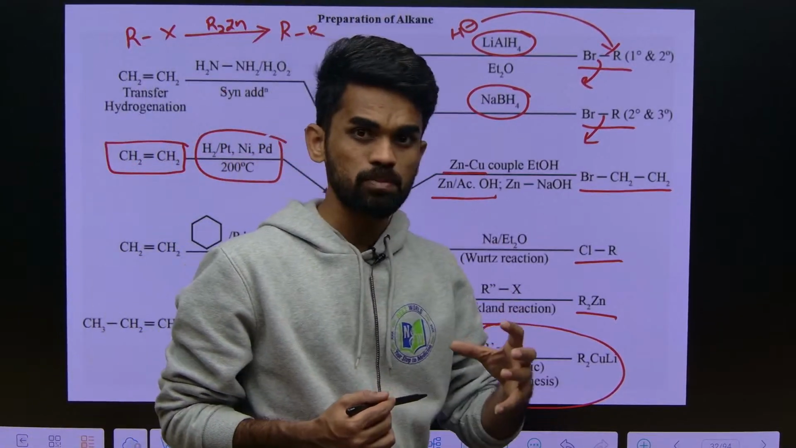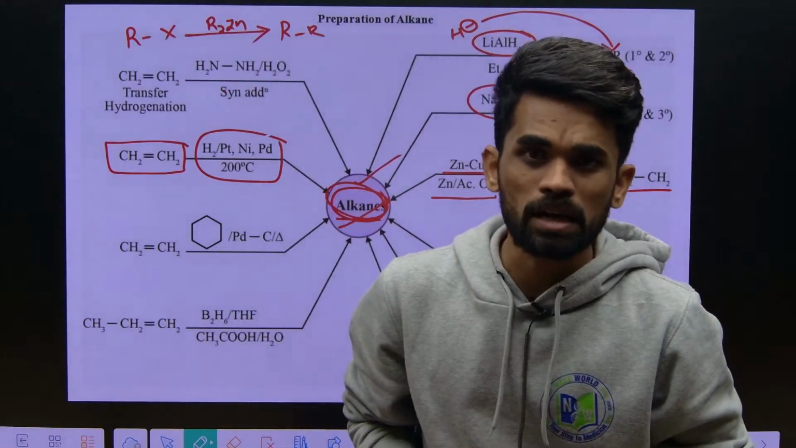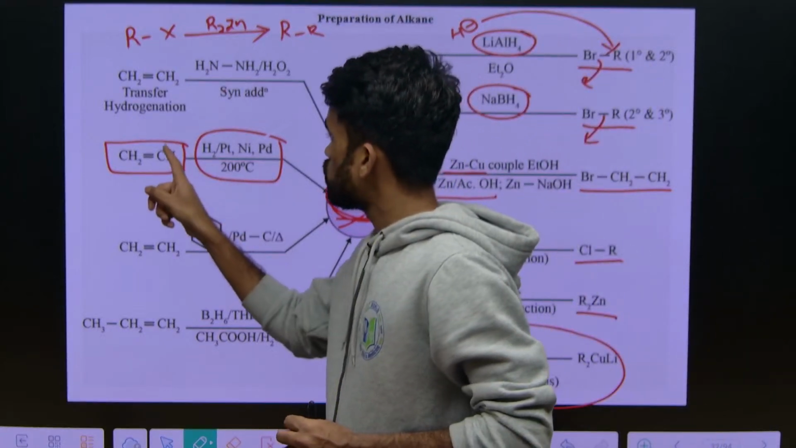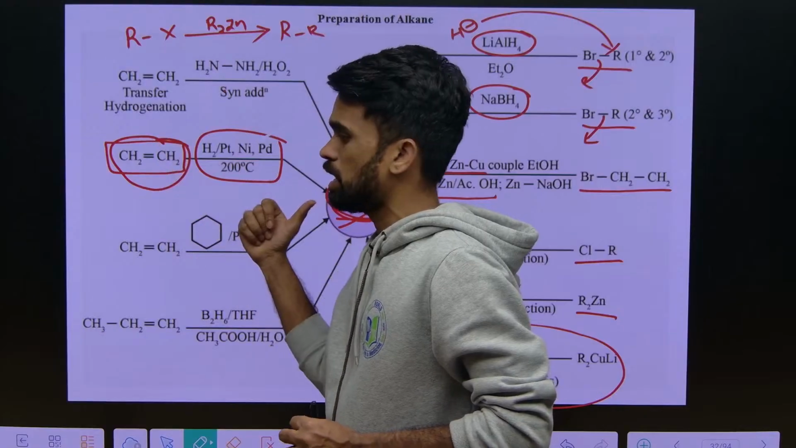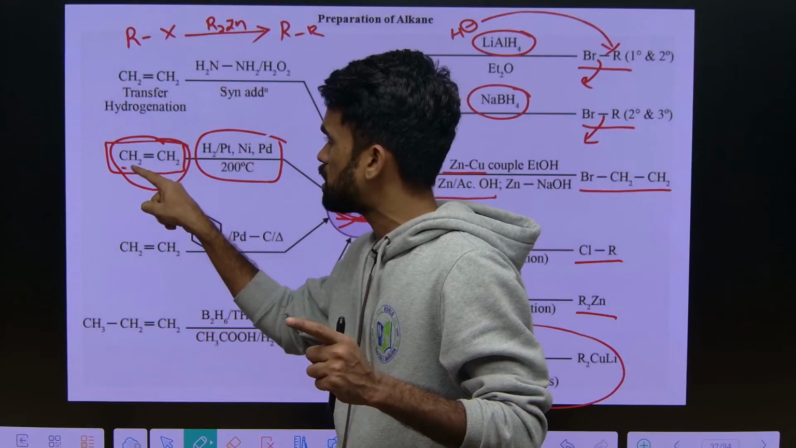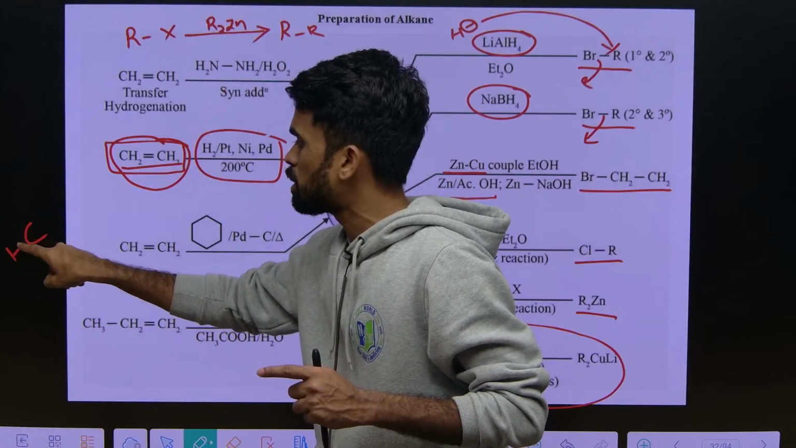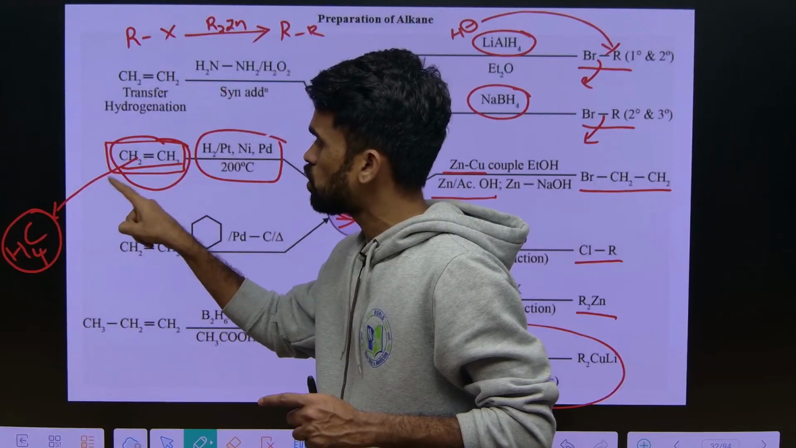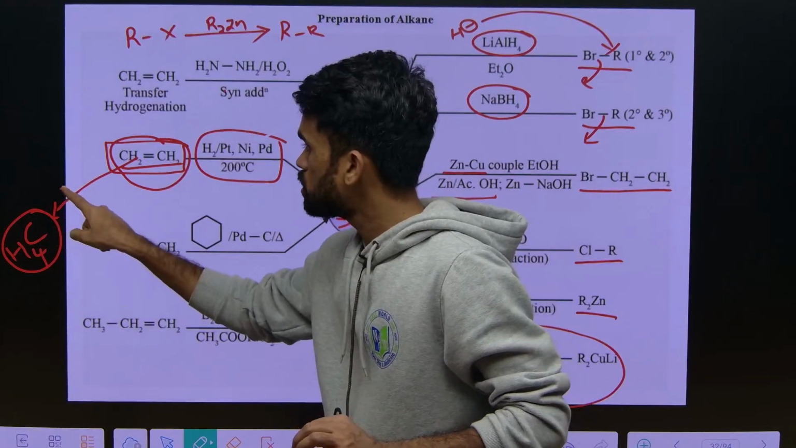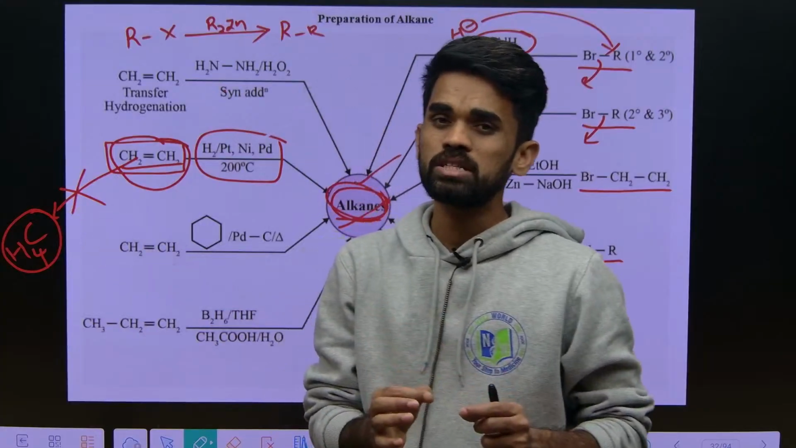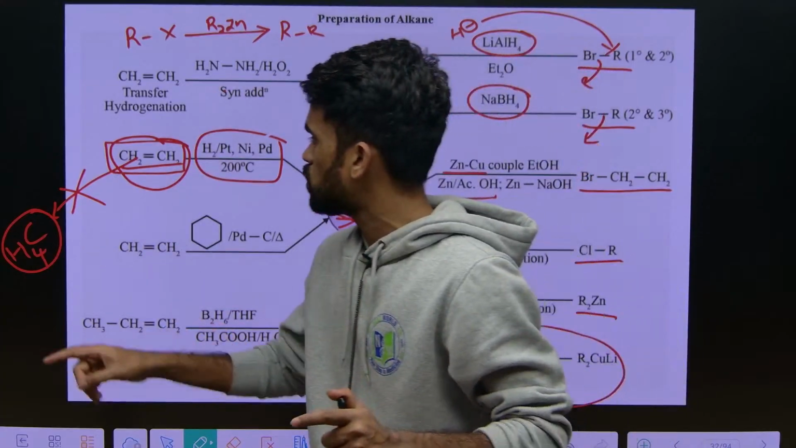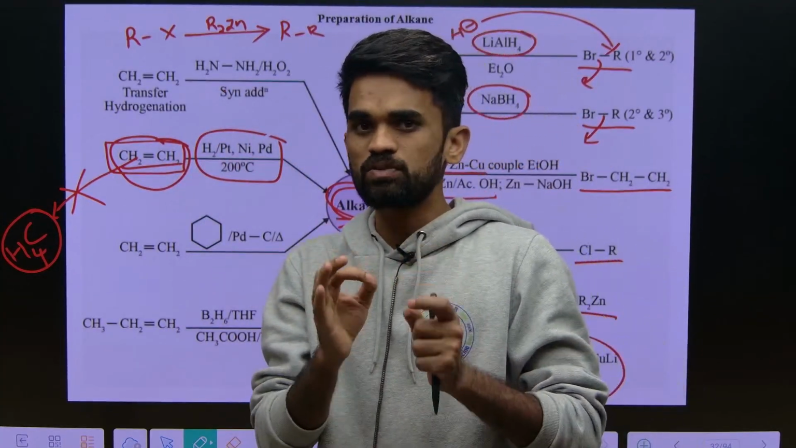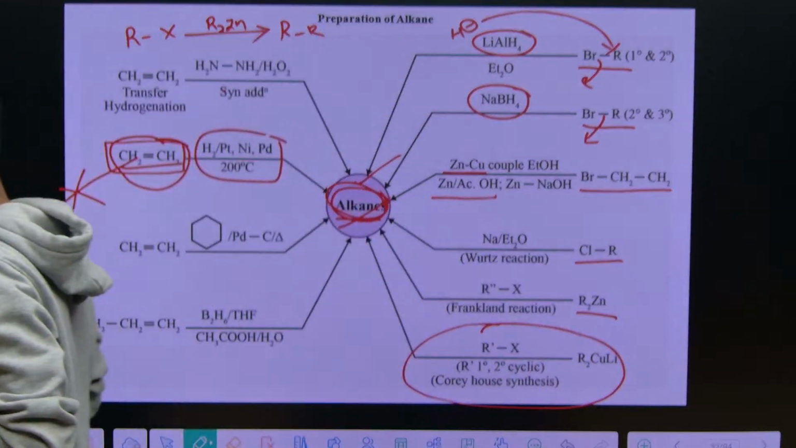Now they will ask, is it possible to prepare methane using the Sabatier-Senderens process? No, it is not possible, because that process is used to convert alkenes to alkanes. Alkenes definitely have 2 carbons, but I am asking about methane preparation. Methane means only 1 carbon. So if I hydrogenate this, you are going to get ethane but not methane. So hydrogenation of alkenes and alkynes does not produce methane. They will produce a minimum of ethane only. Remember these statements. Okay, next.